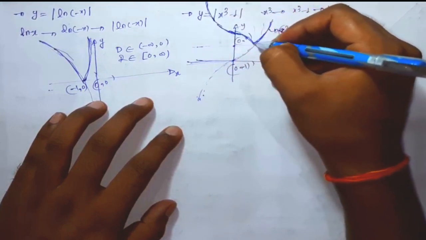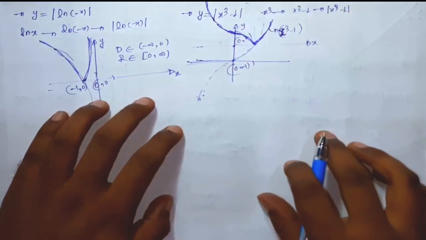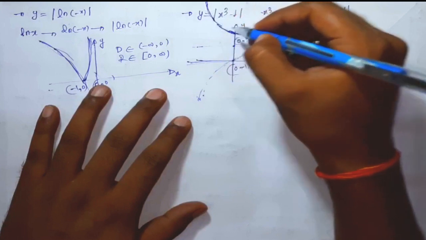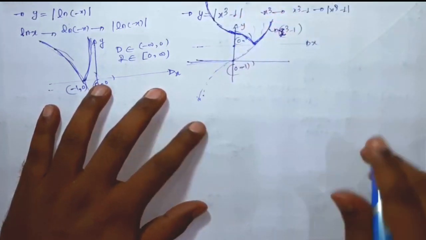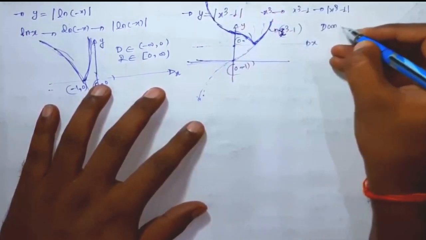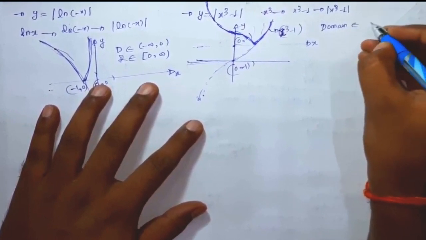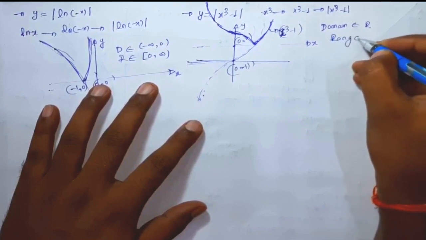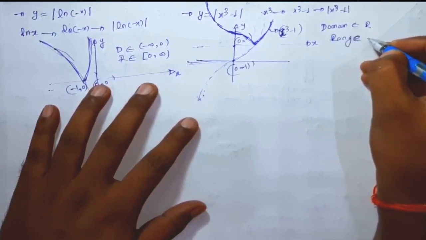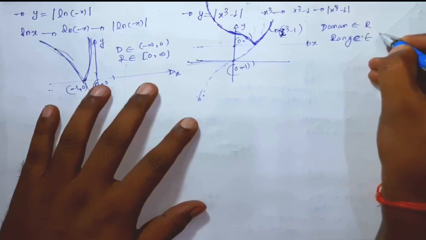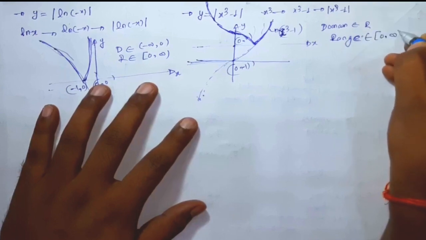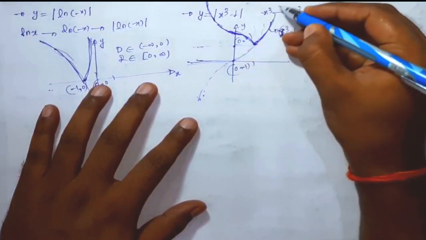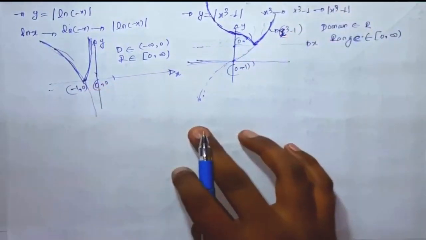I hope it is clear and you are not having any doubt. So this is the final graph. Now the domain will be the real axis, and the range will be 0 to infinity, because this is going to be 0 and this will also go to infinity. I hope it is clear.